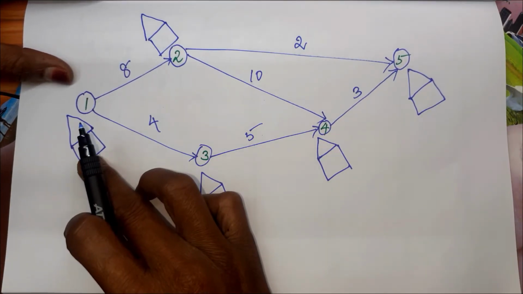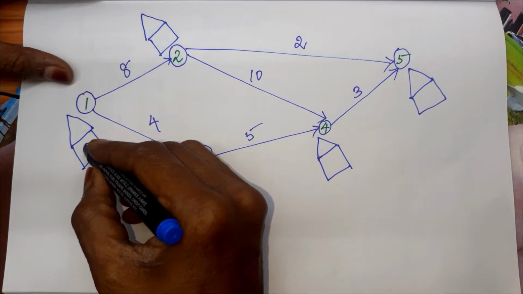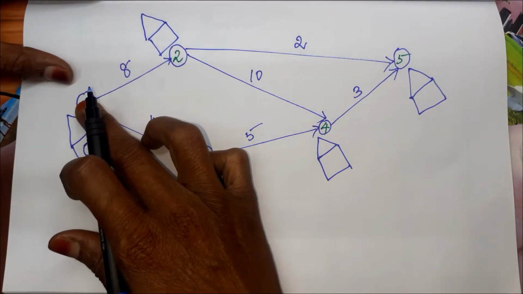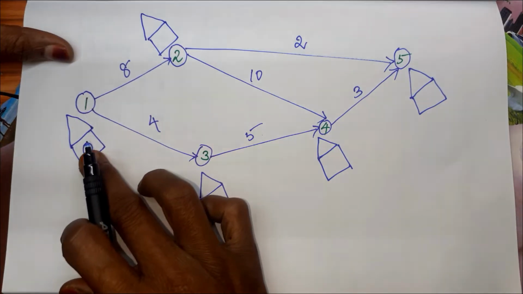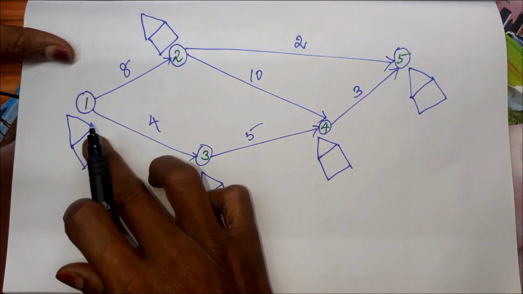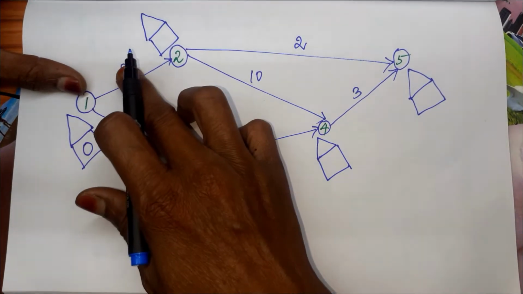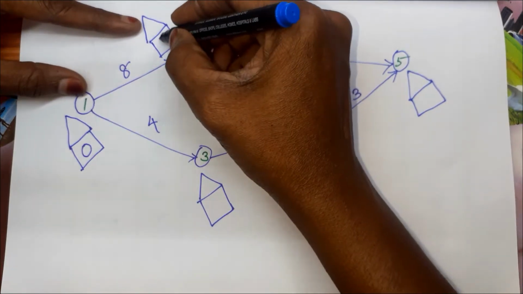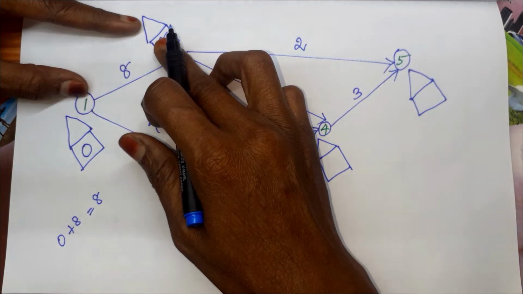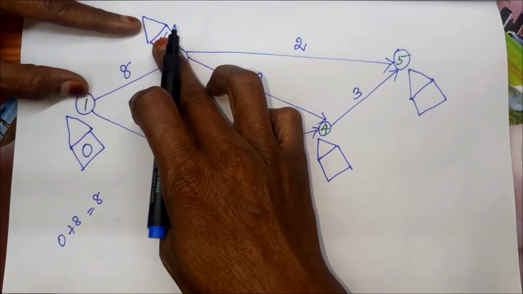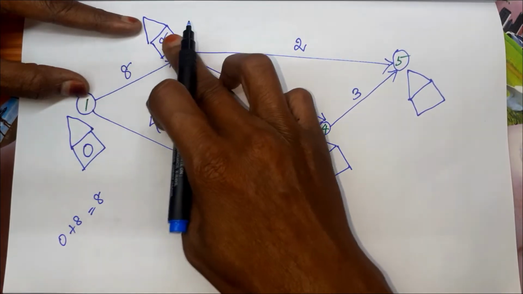Okay, we are going to start from the first event. For the first event we start with 0, because here only the project starts. So it starts at the 0 day or 0 hour. From 1 to 2 the duration given is 8. So 0 plus 8, which is equal to 8, that has to be filled in the box. First we are going to fill all the box values, that is the earliest starting times. So 0 plus 8, 8.